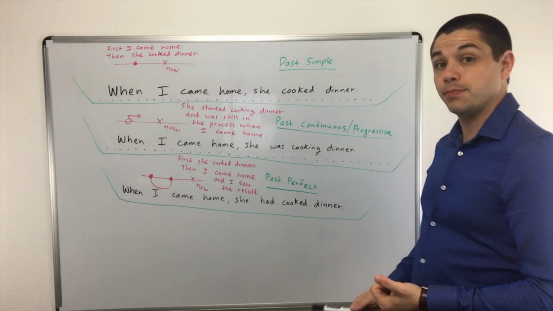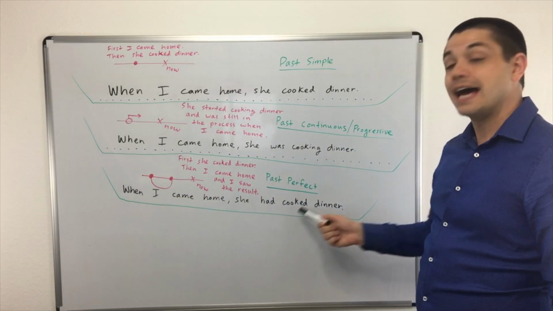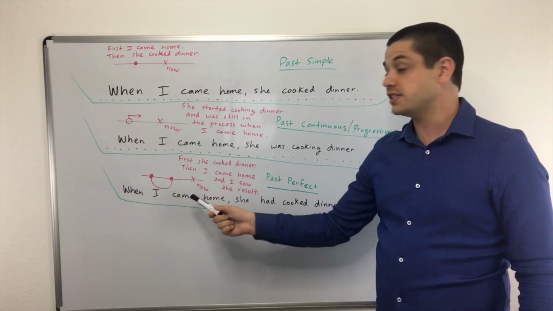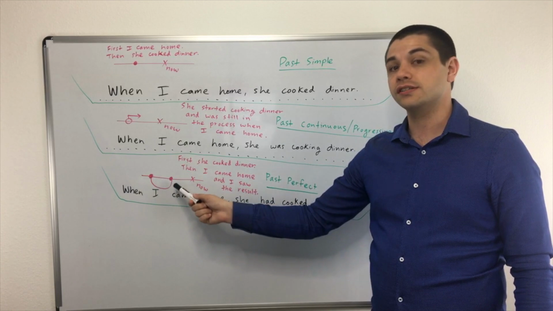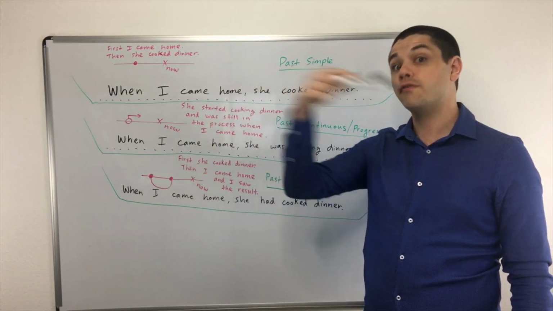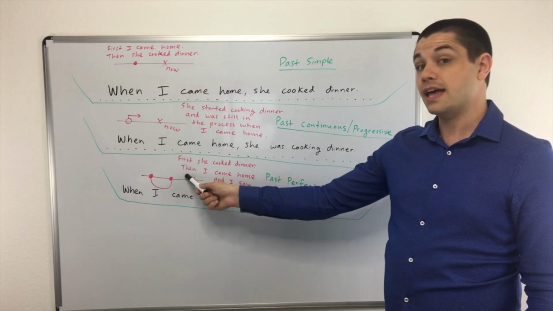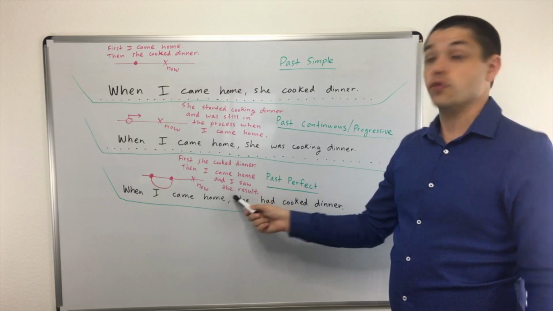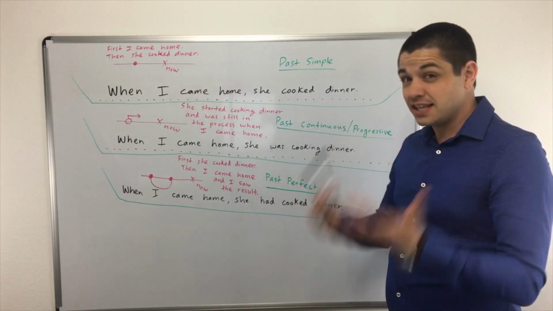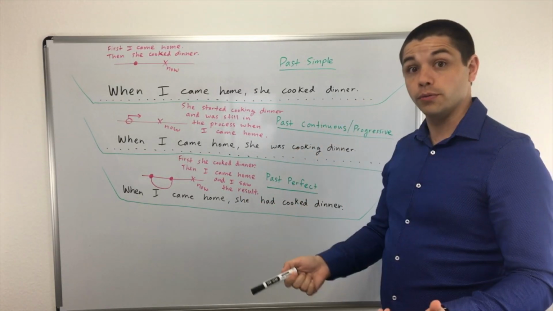And our third example here with past perfect, when I came home, she had cooked dinner. And if we look at the timeline, we see two past actions. When I came home, she had cooked dinner before that, right? So first, she cooked dinner. Then I came home and I saw the result. So here you can see that the same sentence has a very different meaning when we change the verb.